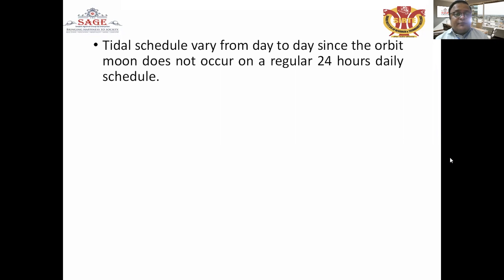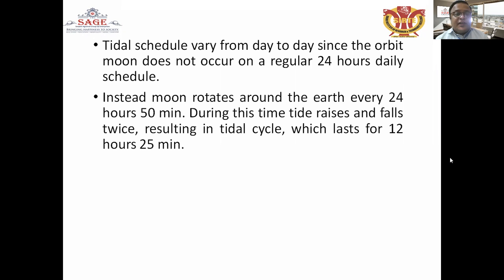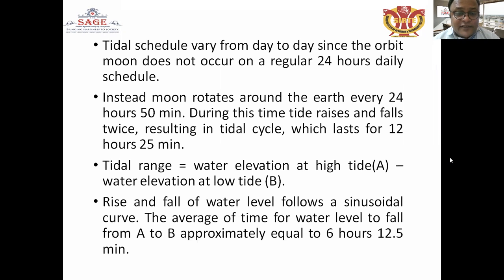Tidal schedules vary from day to day since the moon's orbit does not follow a regular 24-hour daily schedule. Instead, the moon rotates around the earth every 24 hours 50 minutes. During this time, the tide rises and falls twice, resulting in a tidal cycle which lasts 12 hours 25 minutes. Tidal range is the water elevation at high tide, A, minus the water elevation at low tide. The rise and fall of water level follow a sinusoidal curve.